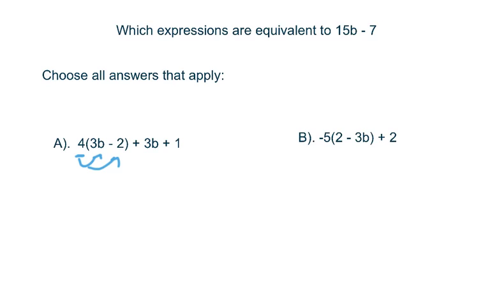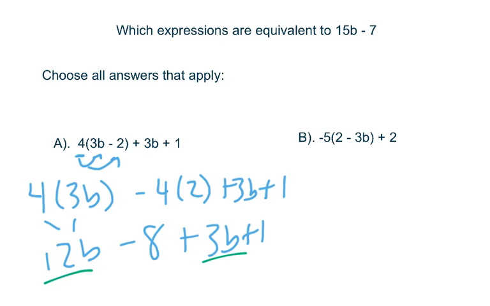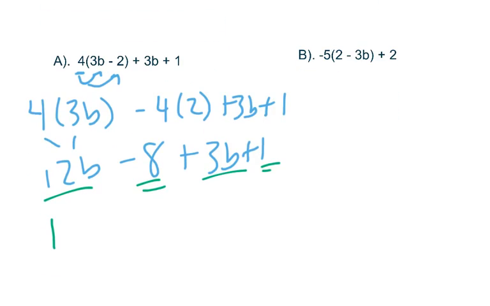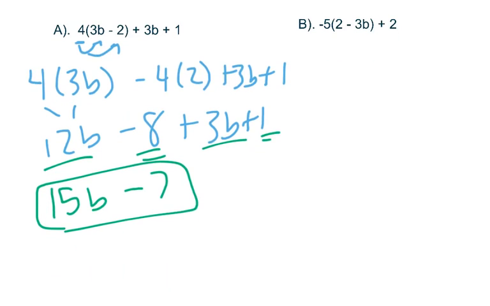And so if we multiply that through, you get 4 times 3b minus 4 times 2 plus 3b plus 1. This gives you 12b minus 8 plus 3b plus 1. And now we can look for like terms, the 12 and the 3, the 8 and the 1. And so this gives us 15b minus 7. That is what we're looking for. So this is a good answer.